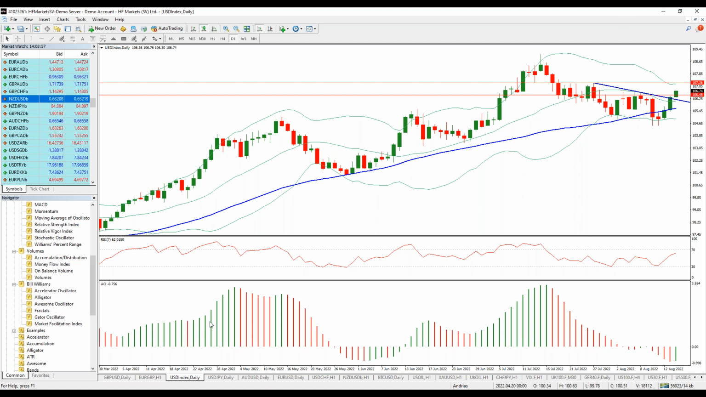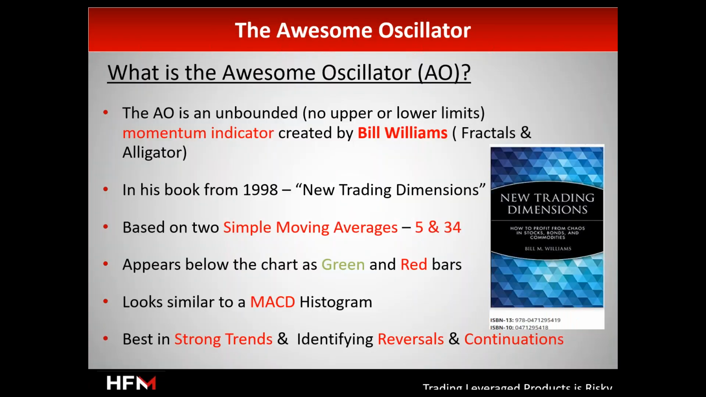This is how it looks, and you can find it under the Bill Williams tab in our Navigator, Awesome Oscillator. Here it is. And these are all the indicators of Bill Williams: the Alligator, the Fractals, the Gator oscillator, the Market Facilitation Index, and so on. So six indicators of Bill Williams are available in MT4 and MT5, for free, obviously.